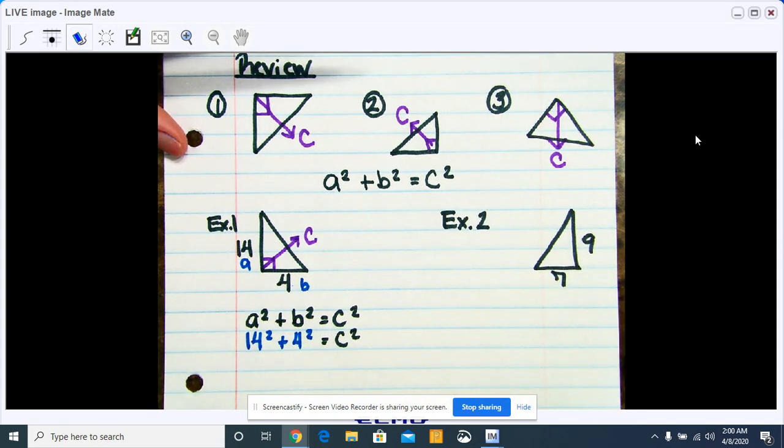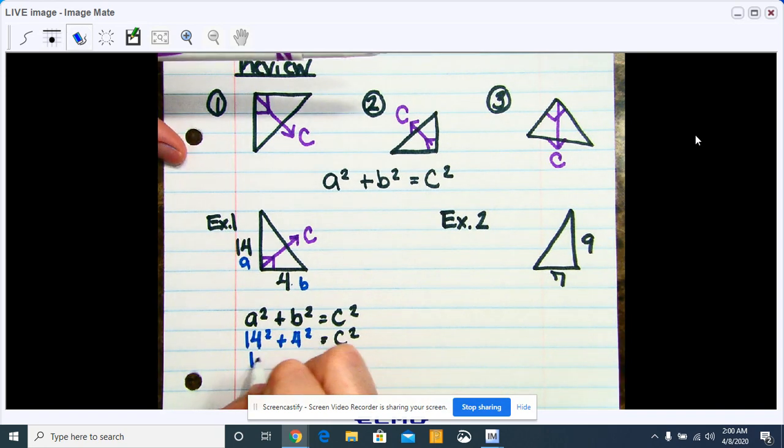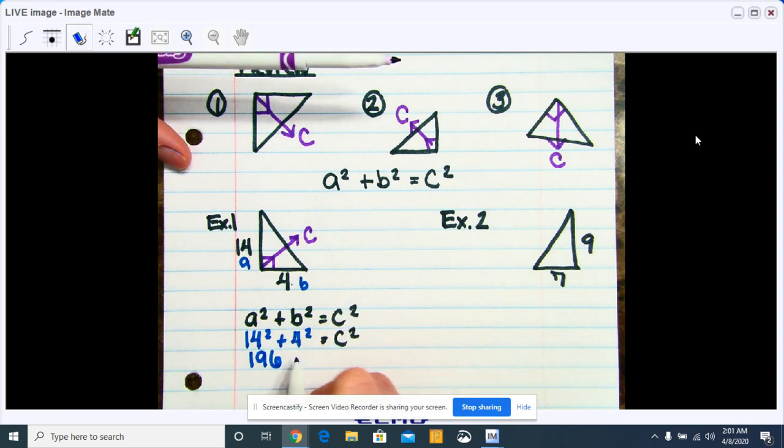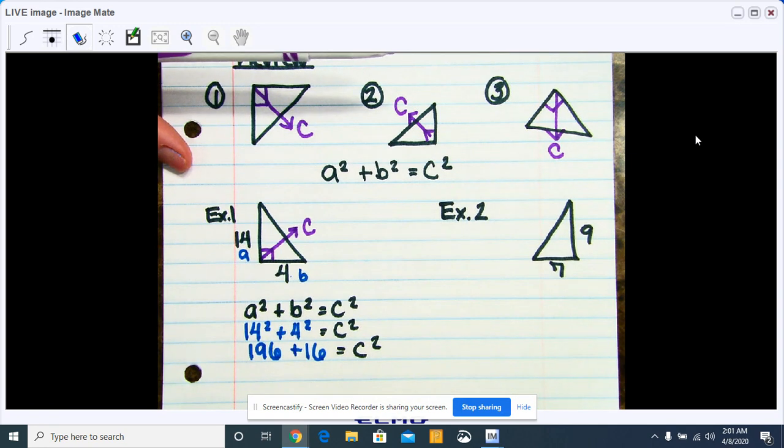Now I can use my calculator, and you do 14 squared, which will give us 196. And 4 squared, which will give us 16. And then we still have c squared. So still figuring out the rest of this equation, I'm going to take 196 plus 16, which is 212, and that is equal to c squared.